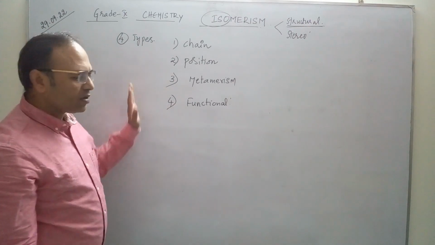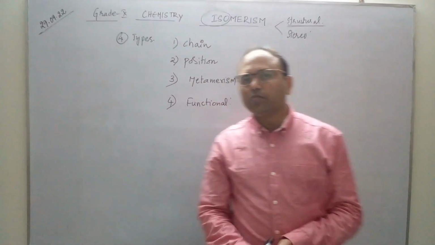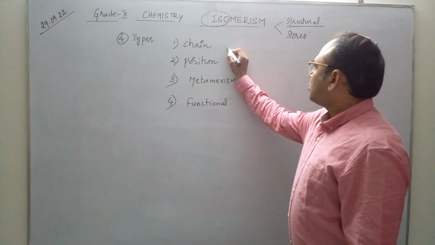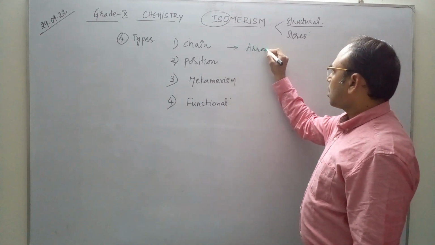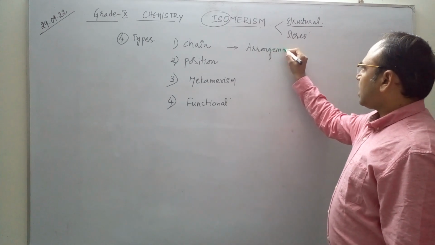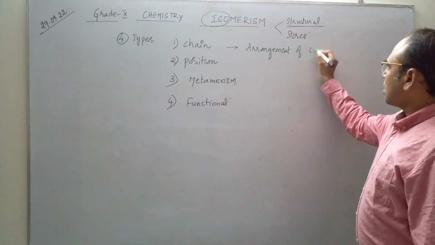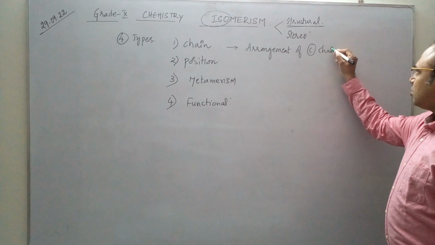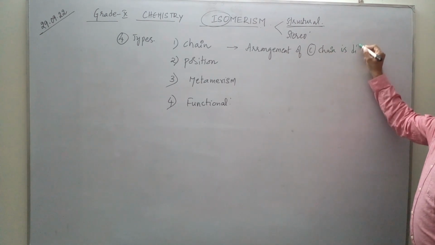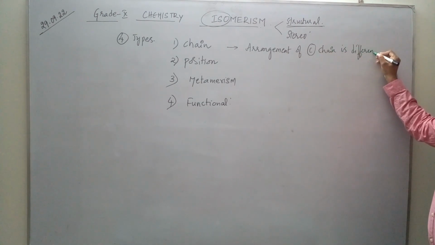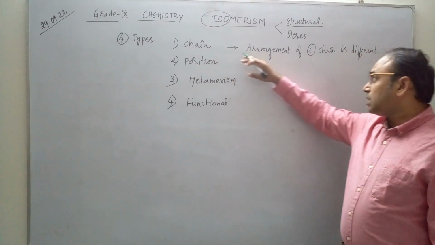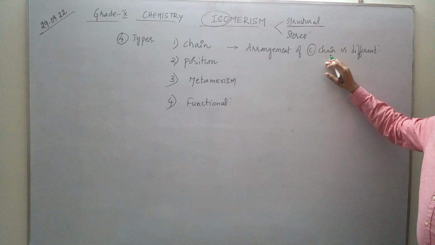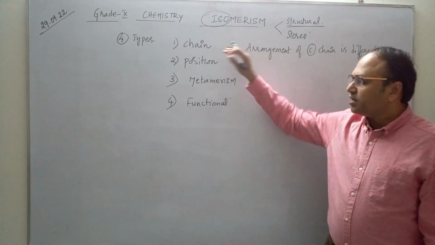I'll just give a hint of what is the difference in these isomers. In all these isomers you have the same molecular formula only, but if you take chain isomers, the arrangement of carbon chain is different. So the organic compounds which have the same molecular formula but different arrangement of carbon chain are known as chain isomers.